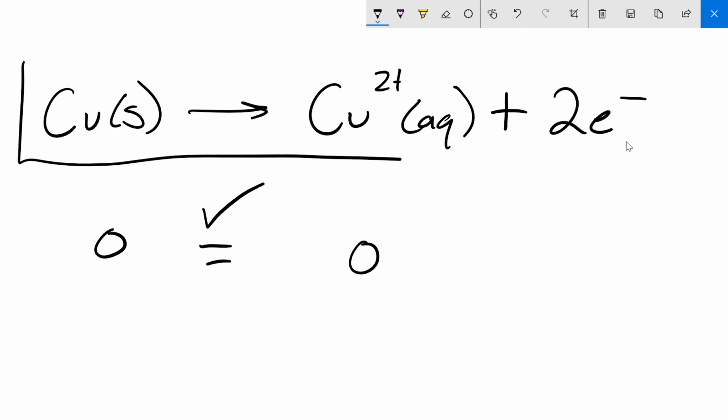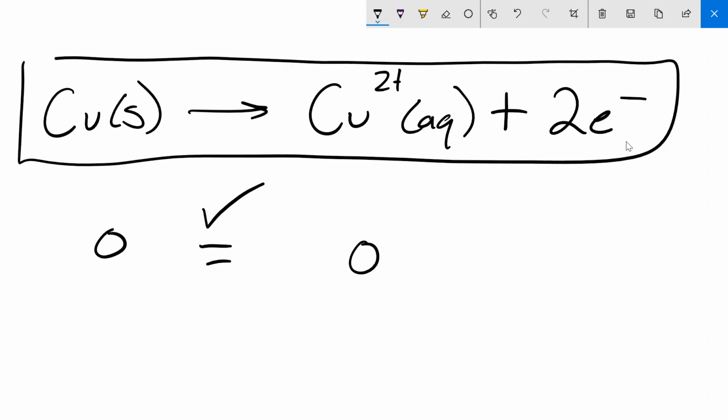This is our oxidation half reaction for this particular process. Now, we're not finished. This just completes the first half of our process. So now we can go back and deal with our reduction half reaction and follow the same steps. I'm going to make this disappear.